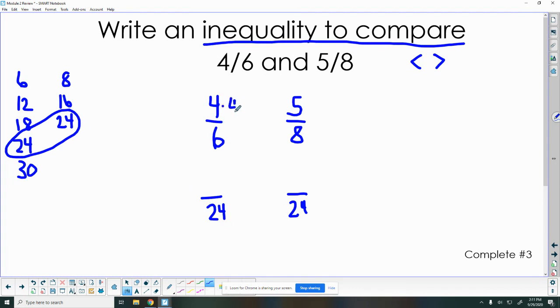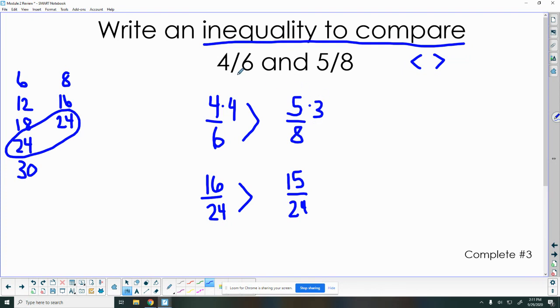6 times 4, and I have to do the same thing to the top. 4 times 4 is 16. 8 to get to 24 is 1, 2, 3 times. You have these lists over here that can help you. And then 5 times 3 is 15. So now I can compare that 16 pieces out of 24 is greater than 15 out of 24. So that means 4/6 is greater than 5/8.